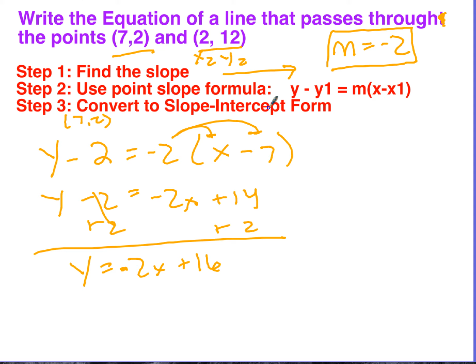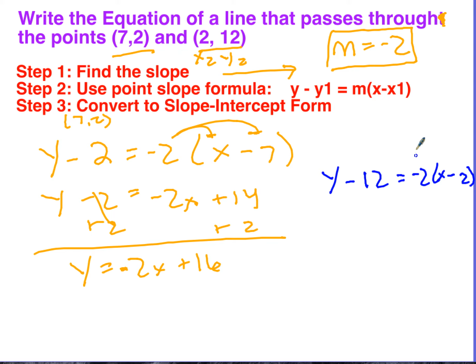Now I'm going to use a different color here, and I'm going to show you how we get the same answer even if we use the other point and plug that into the point slope formula. So if I have y minus my y1, this is us using the second point, so I'm showing you that it doesn't matter which point you choose. My y1 is 12, equals negative 2, my slope, times x minus my x1, which is 2.